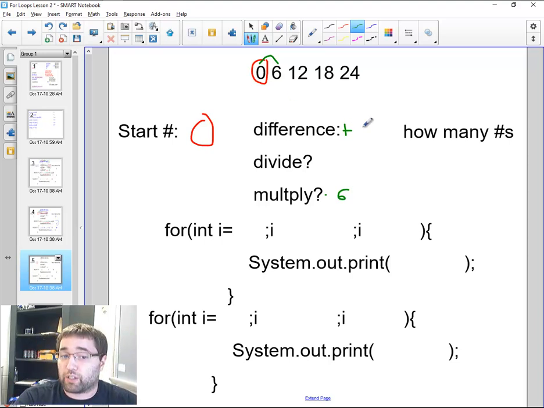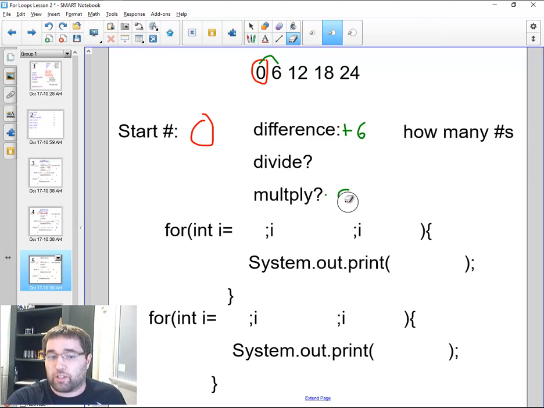How else can I do it? Plus 6, you said? Yeah, that's what I said. Oh, sorry. 0 times 6 is 0. So the times 6 doesn't work, because 0 times 6 is 0.